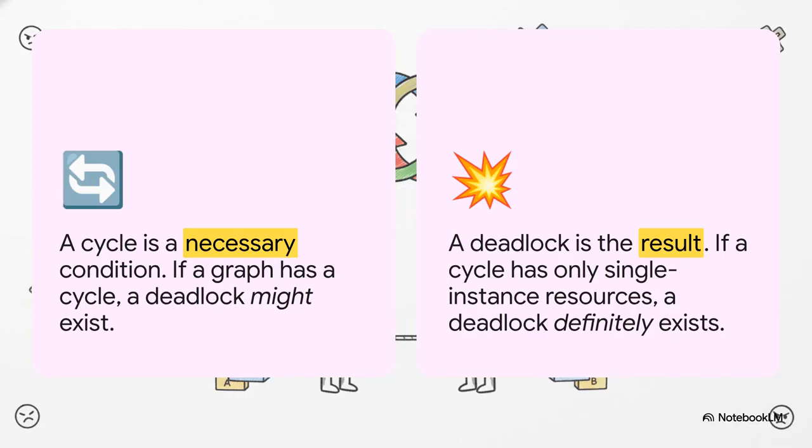Okay, so this is the really crucial thing to get here. Seeing a cycle in the graph is a necessary ingredient for a deadlock, but it's not always a guarantee. Here's why. If a resource has multiple copies, let's say you have 2 identical printers, one process might be able to just grab the second printer and break that cycle. But if there's only one of each resource in that cycle, then a deadlock is absolutely 100% going to happen.